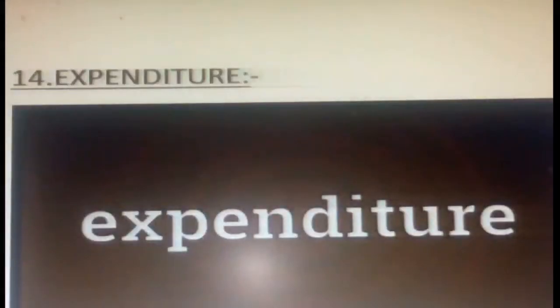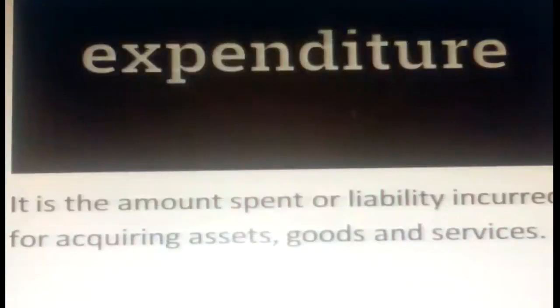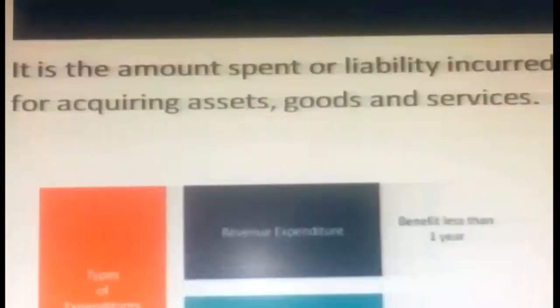Then expenditure. Expenses, here what is the meaning of expenditure? Slightly you have become confused here. See, it is the amount spent or liability incurred for acquiring assets, goods and services. Okay, that's why here, there are expenses for the business. Here also expenditure is especially for acquiring assets, goods and services, amount spent or future liability. The expenditure may be revenue expenditure or capital expenditure.